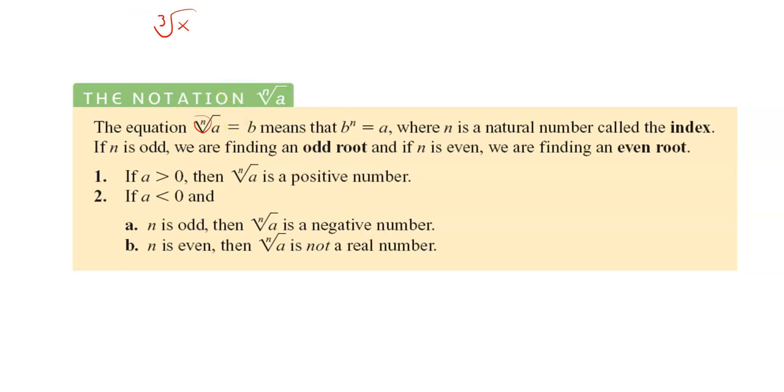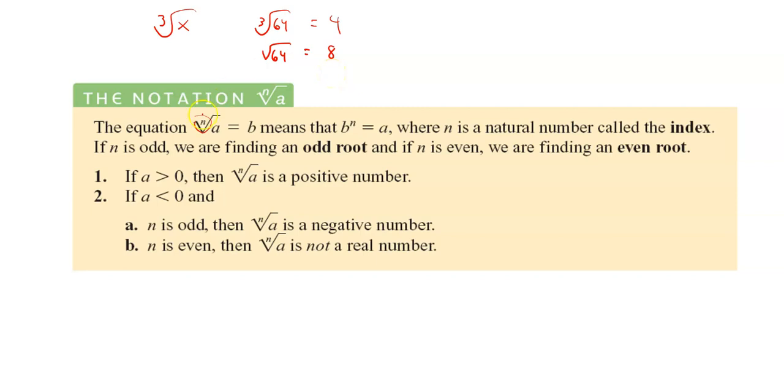If the number underneath that root is positive and you're taking a root, then the answer is positive. That's the easy one. So it doesn't matter whether you're taking the cube root of 64 or the square root of 64. Cube root of 64 is 4. Square root of 64 is 8. You're taking roots of positive numbers. The answer is a positive number.